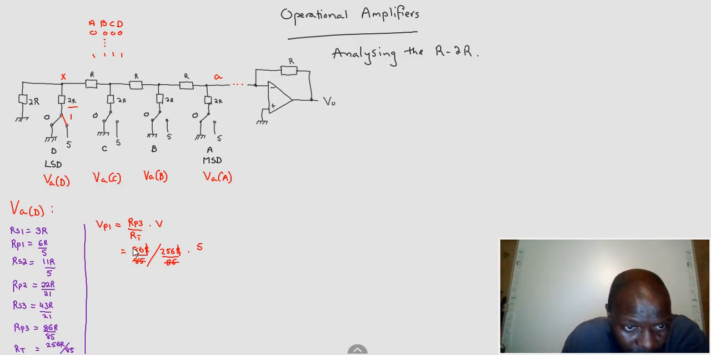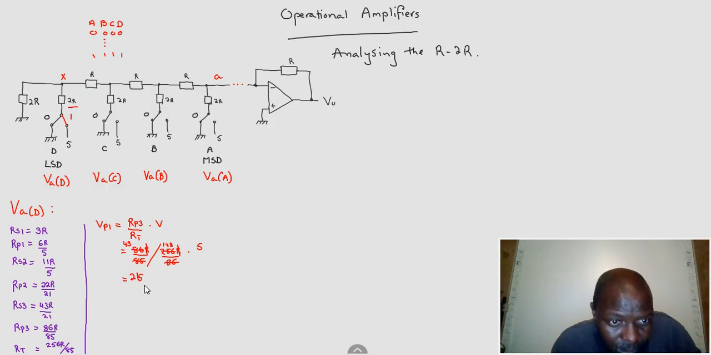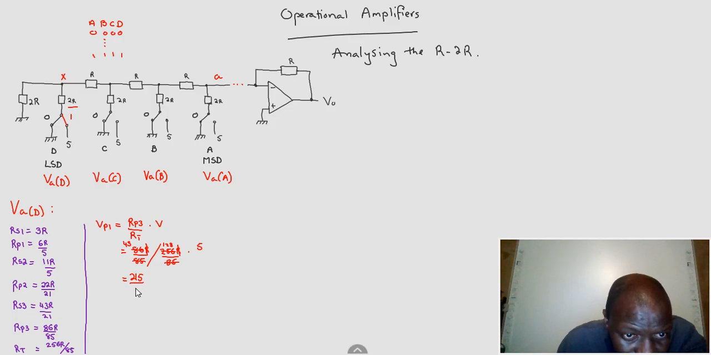Now what do we have? The 2 goes into 86 43 times, and the 2 goes into 256 128 times. So this is going to be 128. Now 43 times 5 is 215. So we have 215 over 128. I'm multiplying that by that over 128.